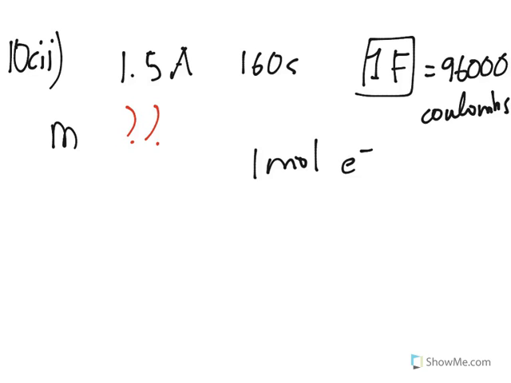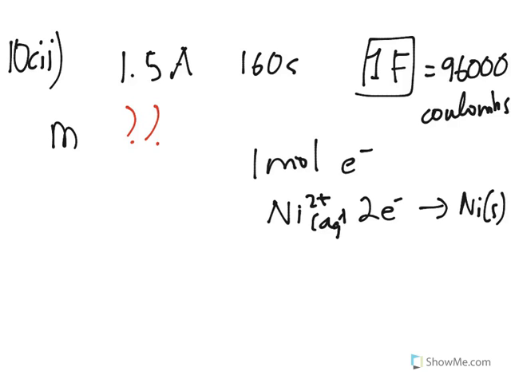Okay, so what we're going to use here is that previous equation we had. So Ni2+ plus 2 electrons gives Ni solid, right? And basically this means that 2 Faradays were used. So we're going to use mole ratios to figure out the number of moles of nickel used, and then we can find out the mass of nickel used. So how do we do all of this?